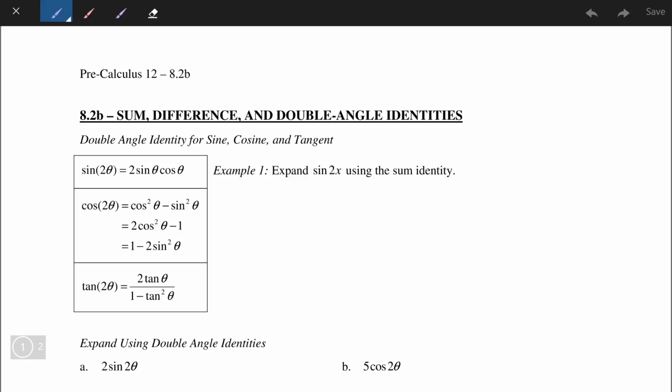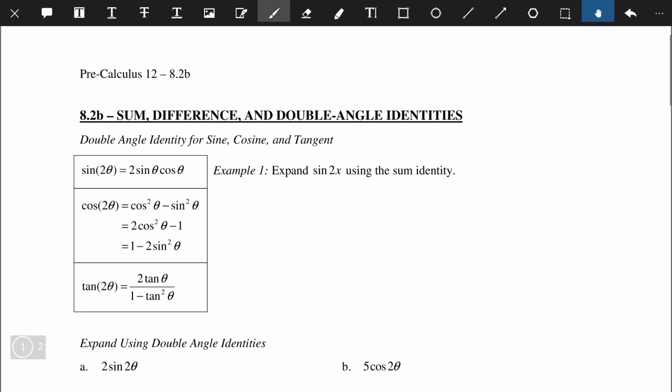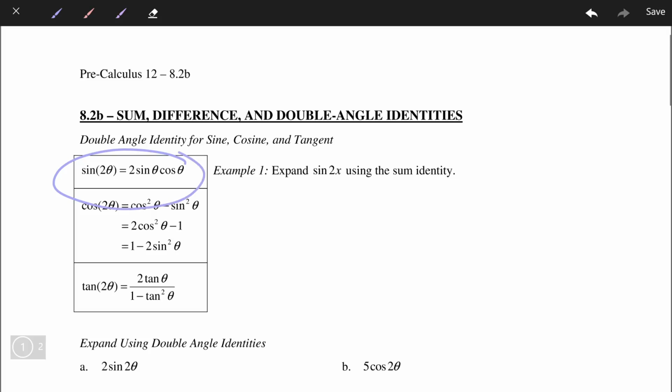Hello everyone, so today we're going to go over section 8.2 part B, sum, difference, and double angle identities. So we have some new identities here, and notice that in each one we have 2 theta, hence the name double angle identities. So just as an example, we are going to expand sine 2x using the sum identity to show that this first identity here is actually true.